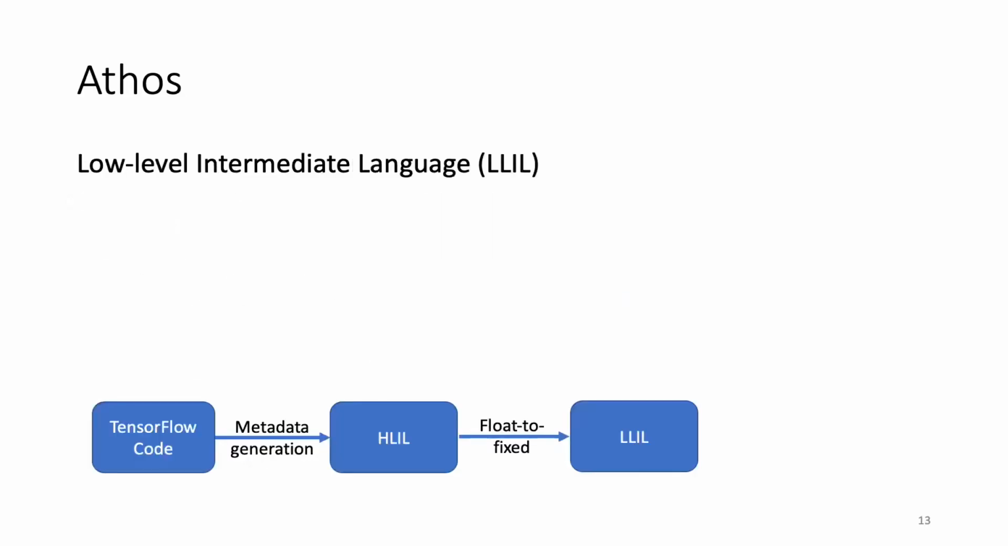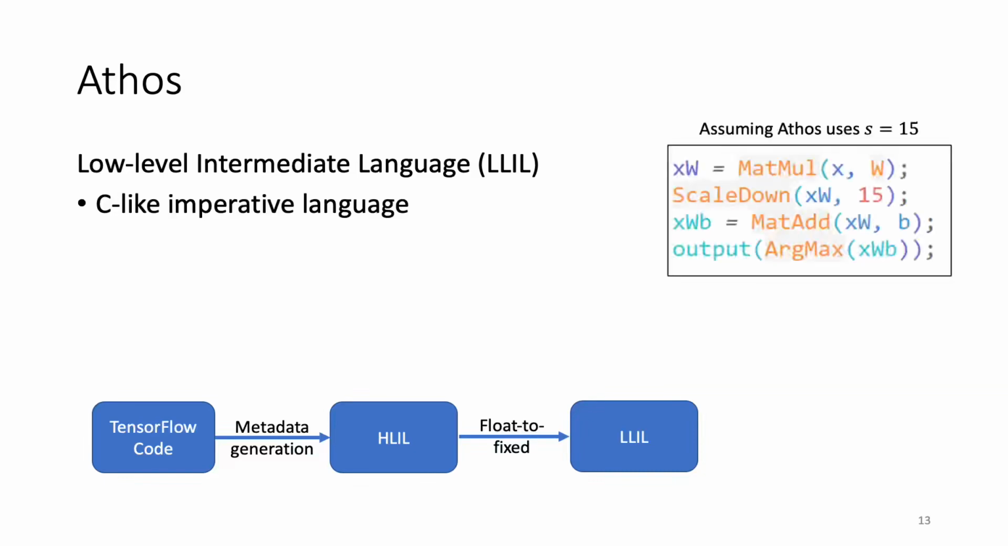Once the floating point to fixed point conversion is performed, Ethos compiles HLIL to a low-level intermediate language called LLIL. This is a C-like imperative language for expressing the computation. The logistic regression example that I had shown earlier would then look like this in LLIL, assuming Ethos chose a scale factor of 15 for performing the conversion.